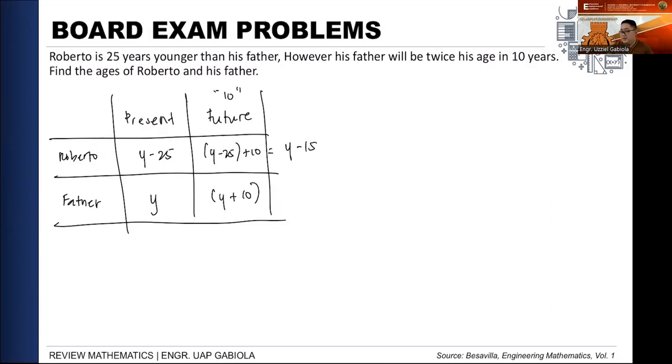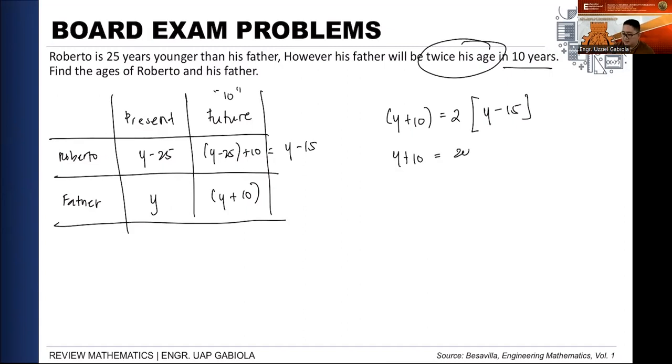However, his father will be in 10 years, twice his age. Okay? So, yung father, which is Y plus 10, will be equal to 2 times twice yung age niya, which is Y minus 15. Okay? So, Y plus 10 is equal to 2Y minus 30. So, this will be 10 plus 30, 2Y minus Y, or Y is equals to 40.